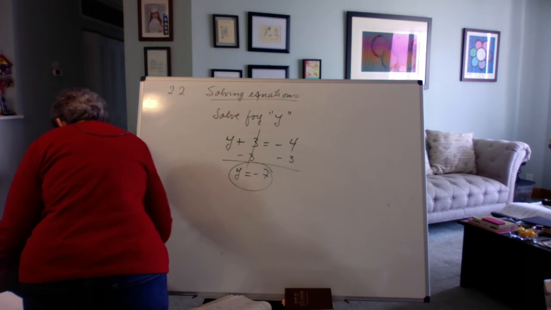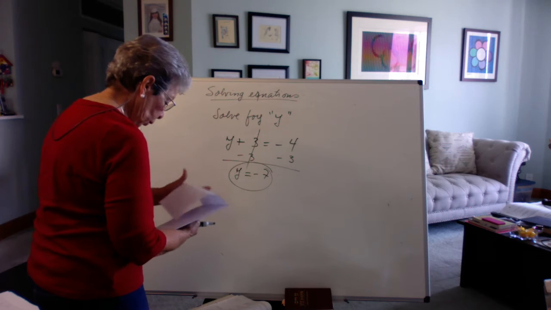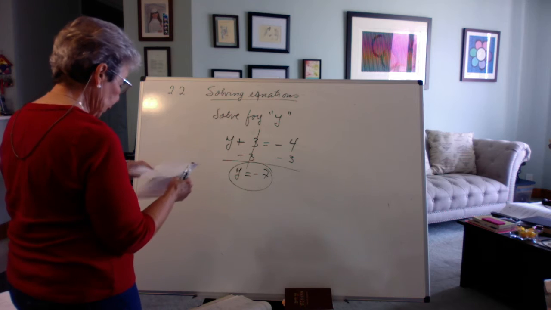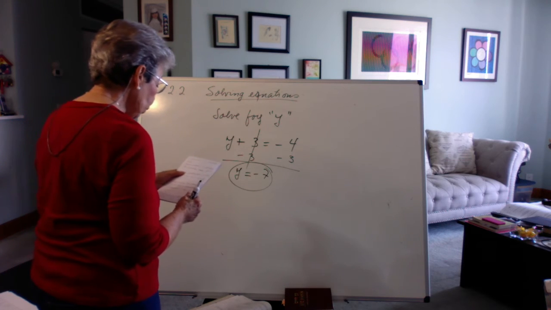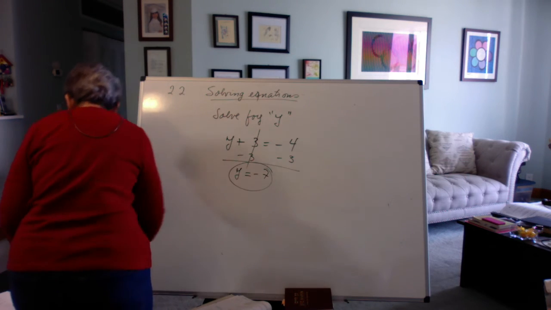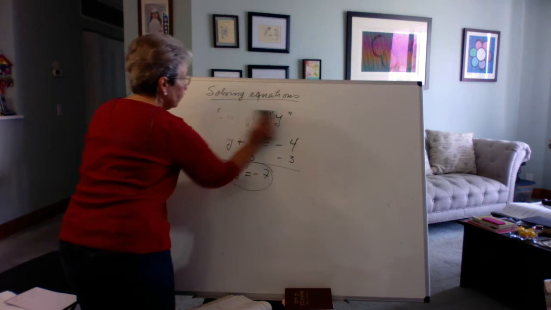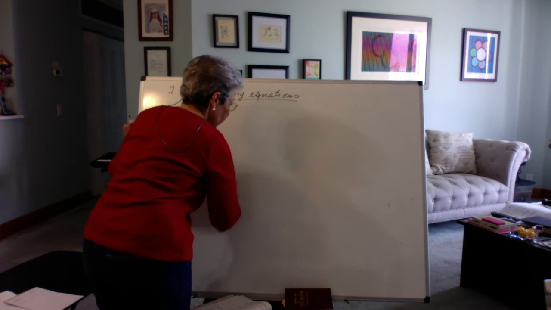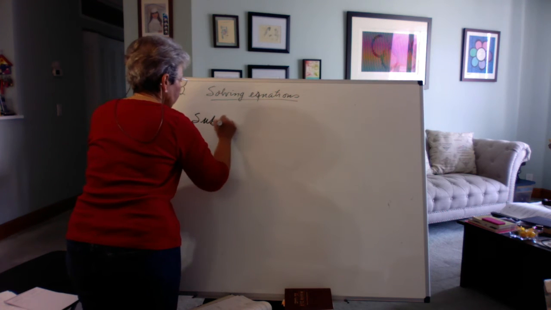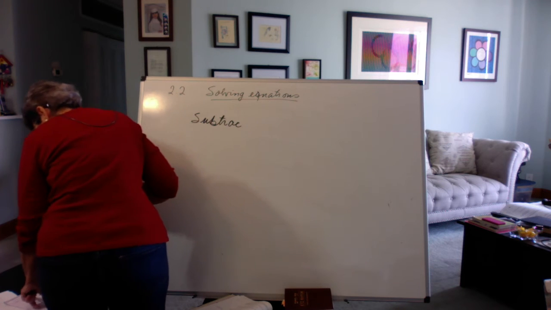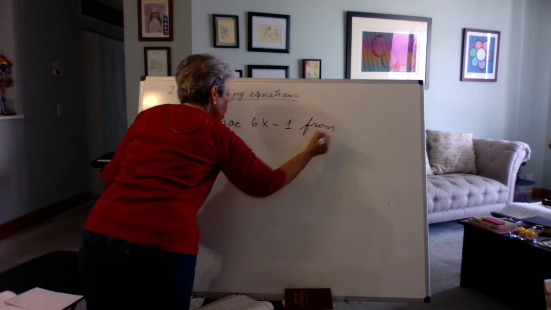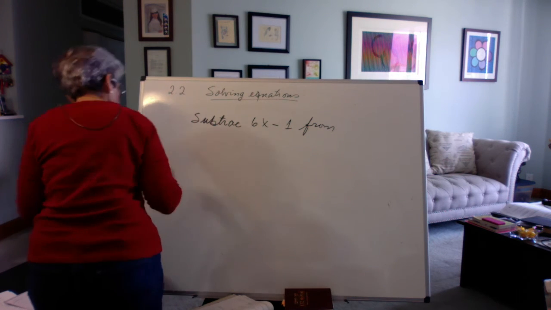Now, that is how to solve the equation. Let's apply the definition of equation and solve some kind of problem. For example, subtract 6x minus 1 from 3x plus 4.